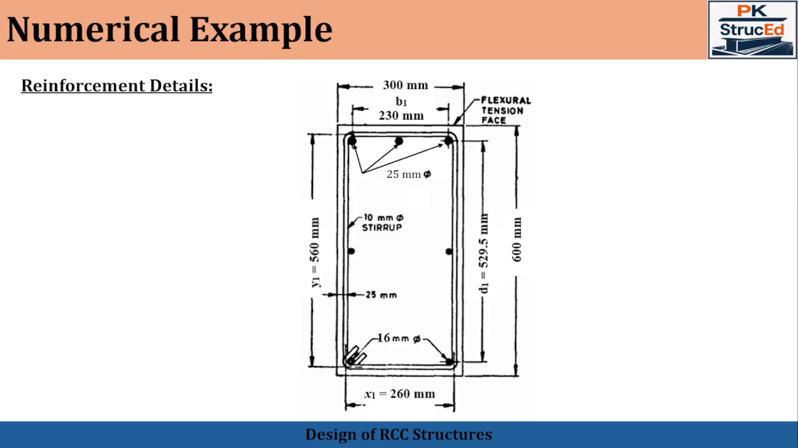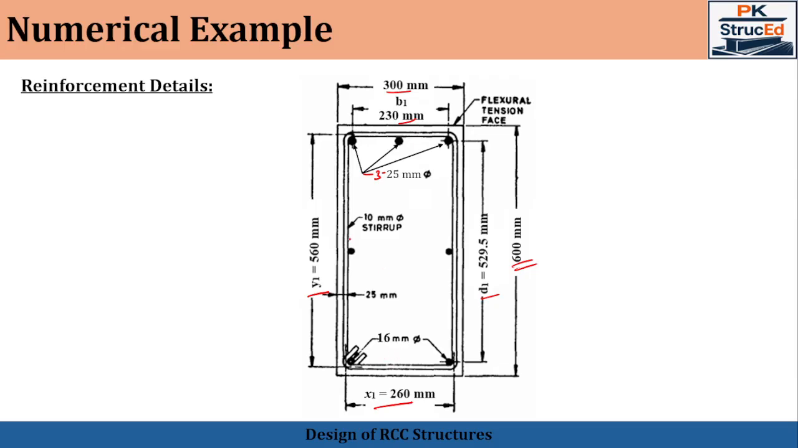And this is what the reinforcement details. Wherein we can see that the overall width is 300 mm and the overall depth is 600 mm. And here the calculations being shown x1, y1, similarly d1 and b1 is also being shown. Now you can see the maximum reinforcement, that is 25 mm dia bar, 3 numbers of 25 mm dia bar is being provided at the top, whereas the hanger bars being provided at the bottom.